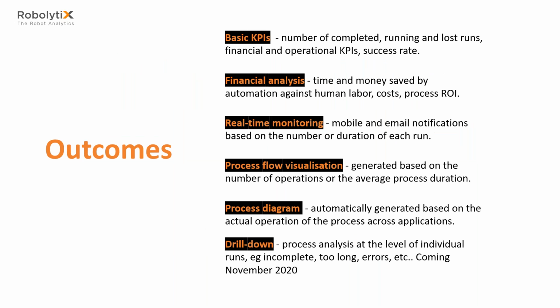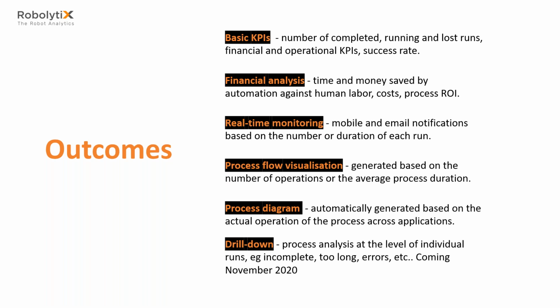So what exactly can you measure by using Robolytix? You will get measurements like basic KPIs, which means you can display the number of completed, running, and lost runs. You can get some financial and operational KPIs, success rate, basically the same stuff you would get from other tools. One of the outcomes is also the financial analysis. It gives you an overview of the time and money saved. You can also display the return on investment per each process.